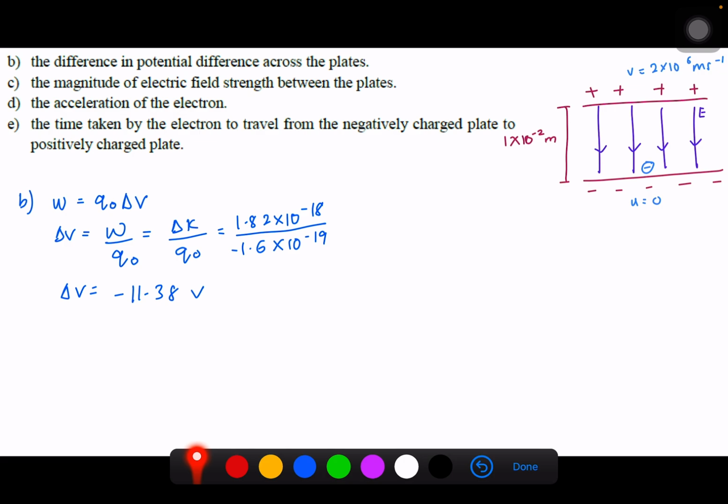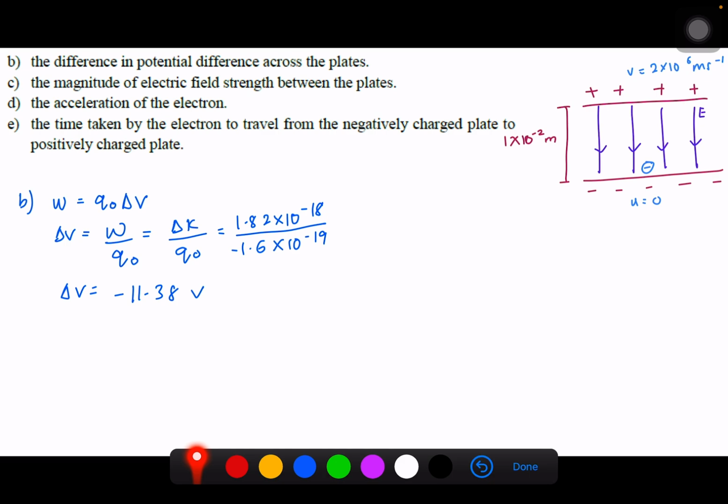Okay, because we are talking about a scalar quantity over here, if you have a negatively charged electron, just substitute the negative value inside the equation. So you get negative 11.38 volt. Okay, the question wants to find the difference in potential. So it doesn't state from where to where. So sometimes if you answer positive, like delta V equals positive 11.38, it is correct as well. Okay, C.